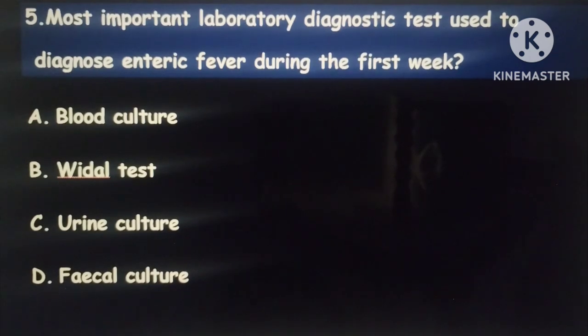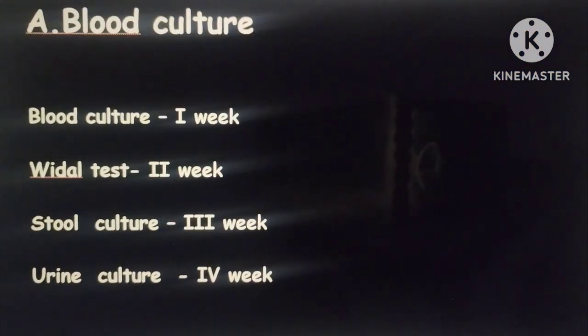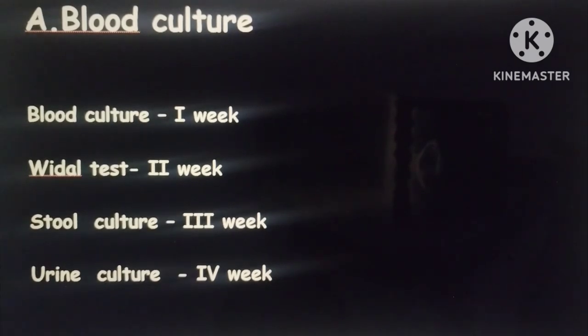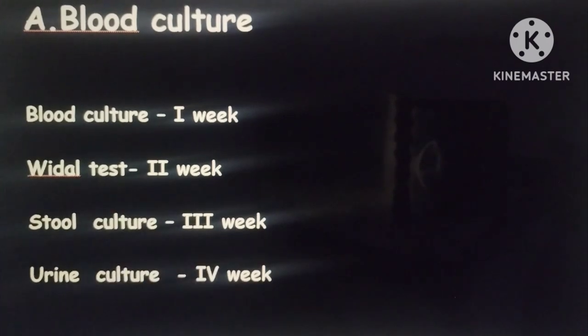As you know, there is a famous mnemonic called BASU, that is B, blood culture in the first week. Vidal test, it is an agglutination test, that stands for A, and stool culture in the third week, and urine culture is usually taken in the fourth week. Okay, so here the answer is blood culture.